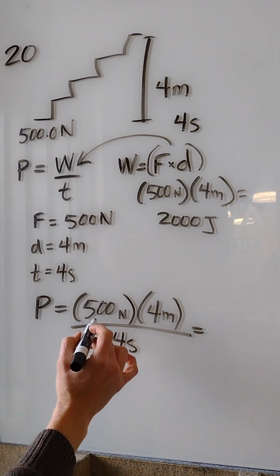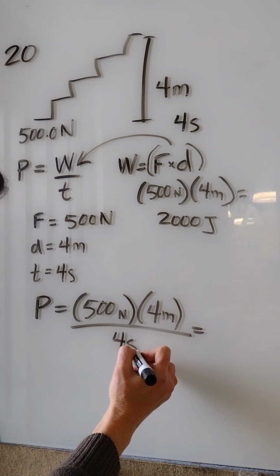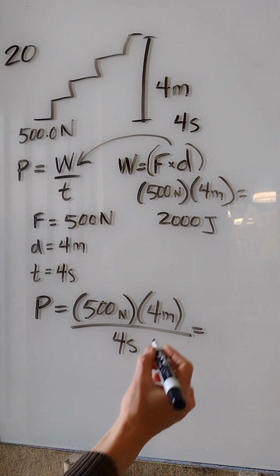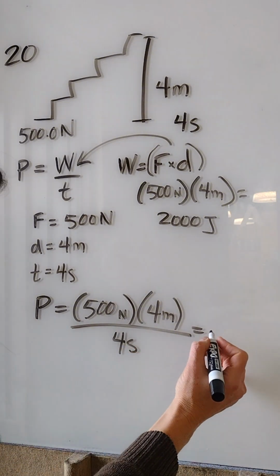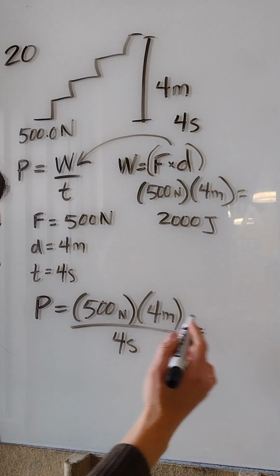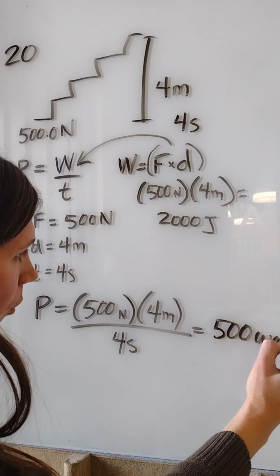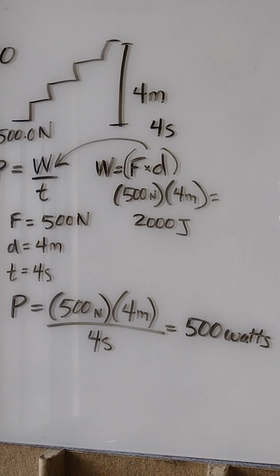So you're going to do Newton meters, which is joules, and seconds on the bottom, and joules per second is watts. So your answer is going to be in watts, and then you just do 500 times 4 divided by 4. Those actually cancel out, and you're left with 500 watts. 500 Newton meters, which is joules, 500 joules per second, which is watts. All right, that was the last problem.